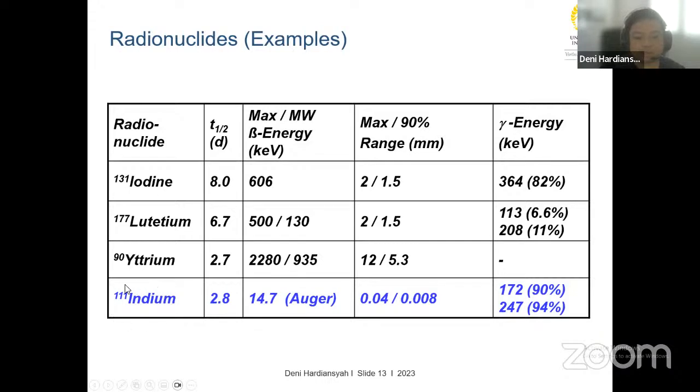Therefore, usually people use indium 111 for calculating the dosimetry of the yttrium. Why? Because as you can see, their half-lives are similar. And also the important thing is because they have the gamma energy very, very high number. With this very high number, then of course we can perform diagnostic imaging, and we can use it for the dosimetry of the therapy. So therefore, usually we use indium to mimic the biodistribution of the yttrium here.